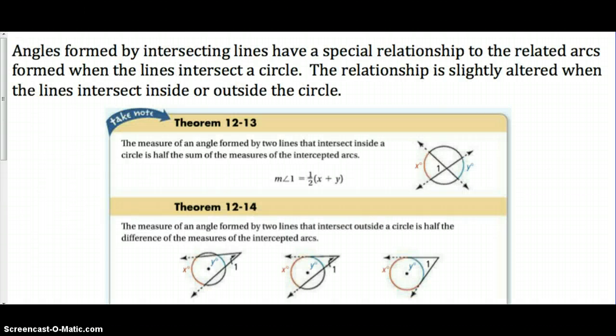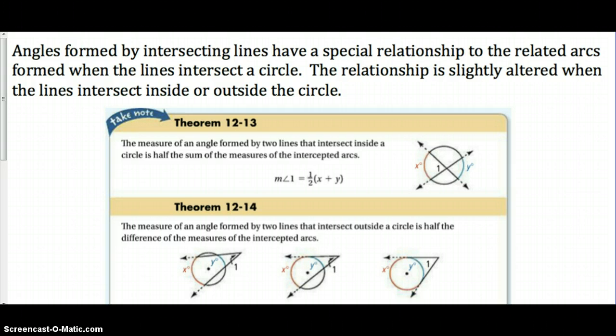Angles formed by intersecting lines have a special relationship to the related arcs formed when the lines intersect a circle. So when the two lines intersect, they're going to create two sets of arcs, and we're going to work with those. The relationship is slightly altered when the lines intersect inside or outside the circle.